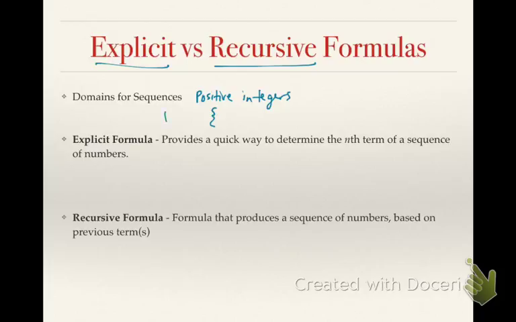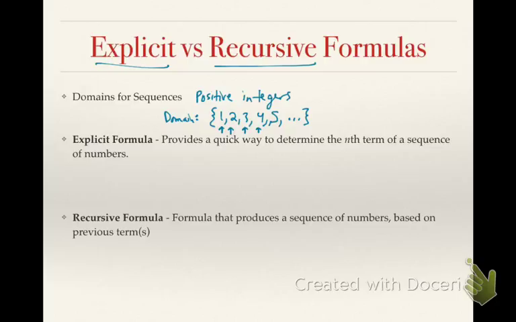So the domain is going to be 1, 2, 3, 4, 5, dot, dot, dot. It keeps going on forever and ever. Essentially the reason for that is because the domain is really the placeholder of where you are in the sequence: the first term, the second term, the third term, the fourth term, and so forth. Because sequences are just a list of numbers.